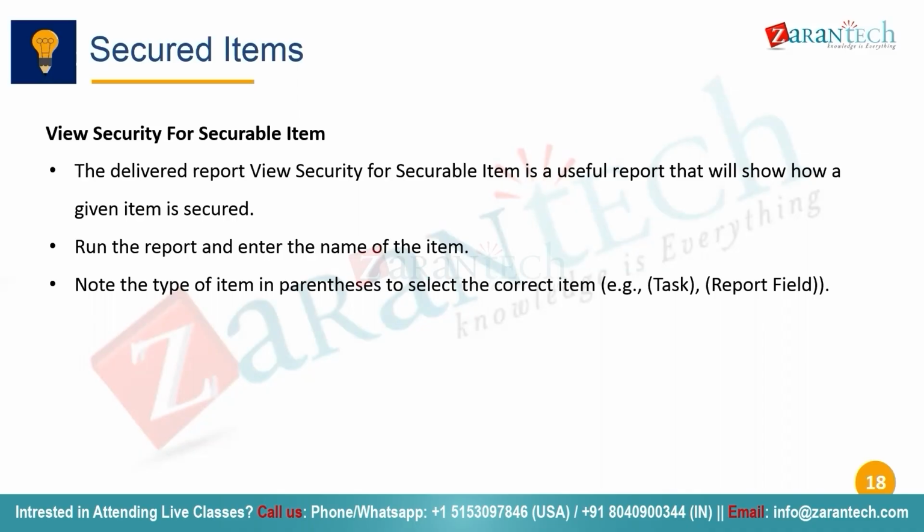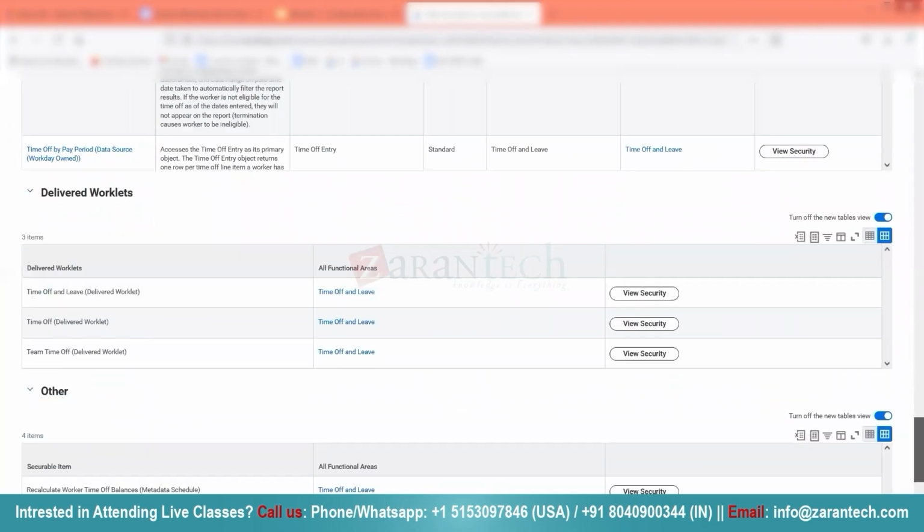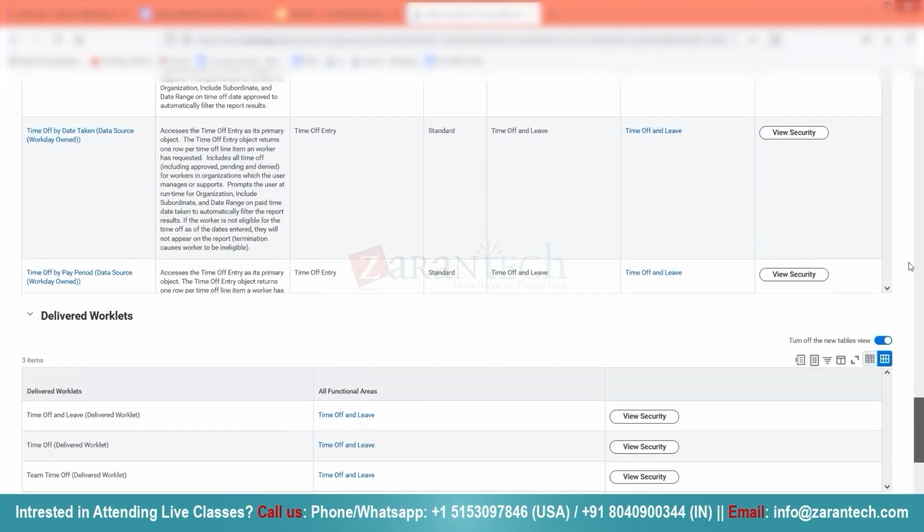For example, you don't have access to certain things, for example time entry, any task or any item. You just run this report and enter the name of the item. It will show you where exactly it is being secured. And let me give you probably an example. Let me stop screen sharing and look at the tenant if it's available. I'll tell you, this is the paracetamol of all the diseases.